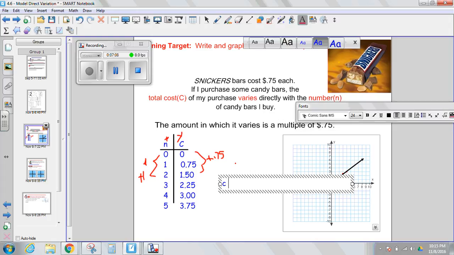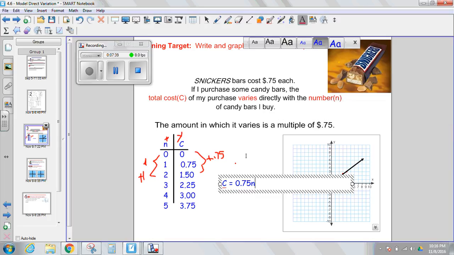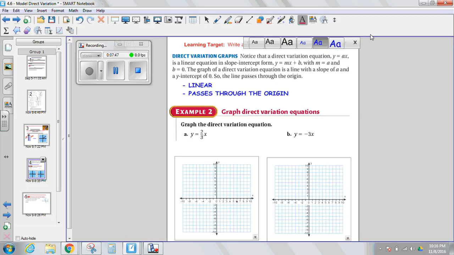So in this case, we're going to have C equals, and our constant of variation, or our rate of change, is 0.75, or 75 cents for every 1 candy bar. So we have 0.75 for every candy bar, which we said was n, the number of candy bars. So again, we have a rate of change, and our y-intercept is 0, so we don't need to write a y-intercept. And we can see that in our equation. Okay, let's try another one.